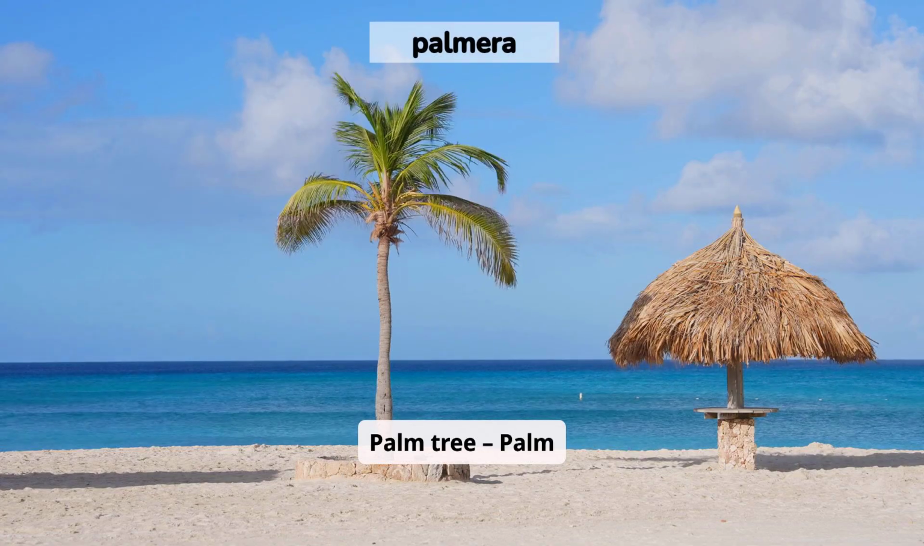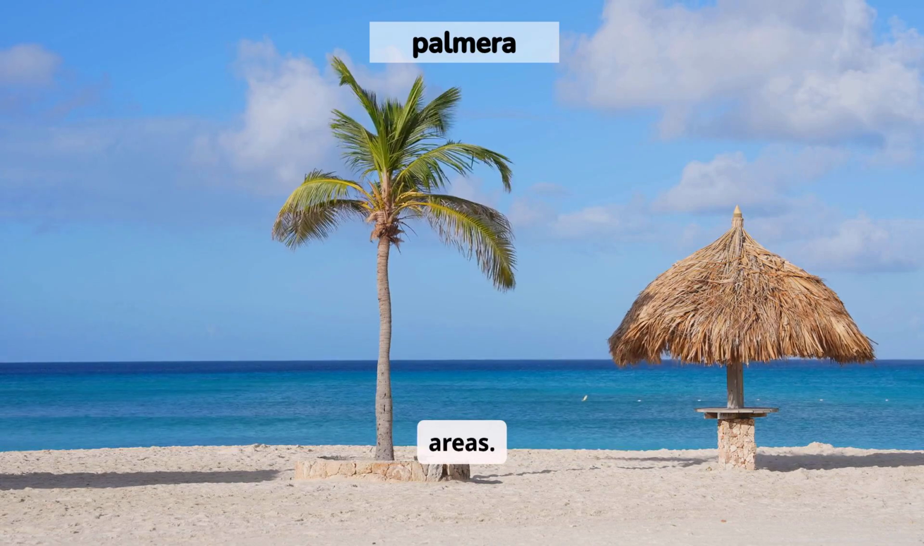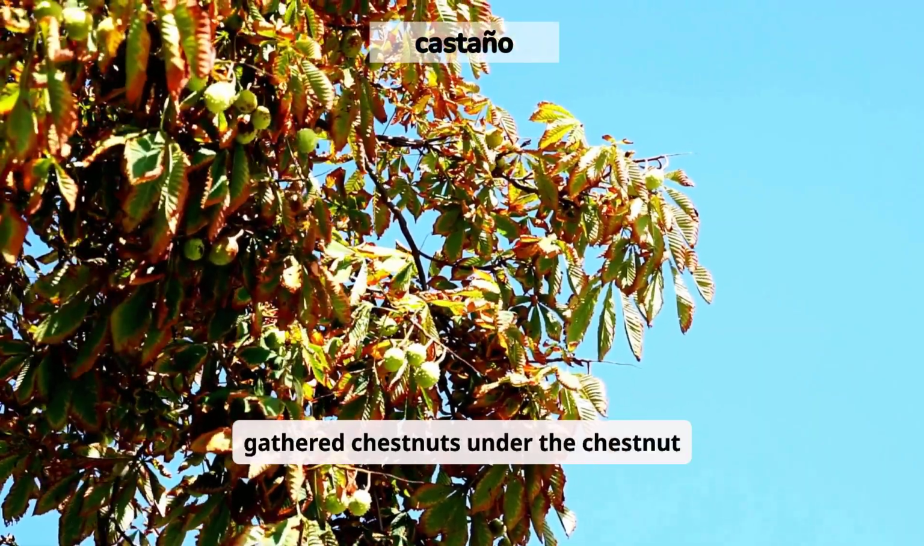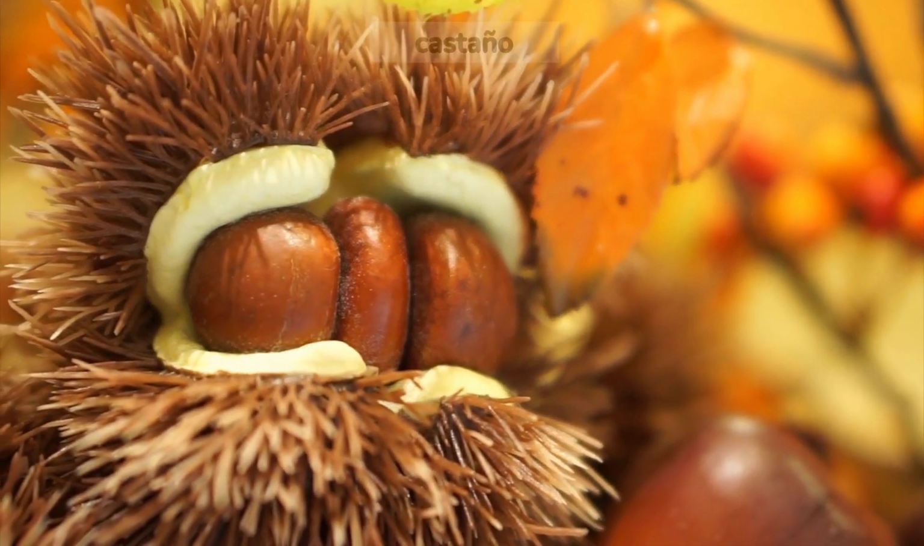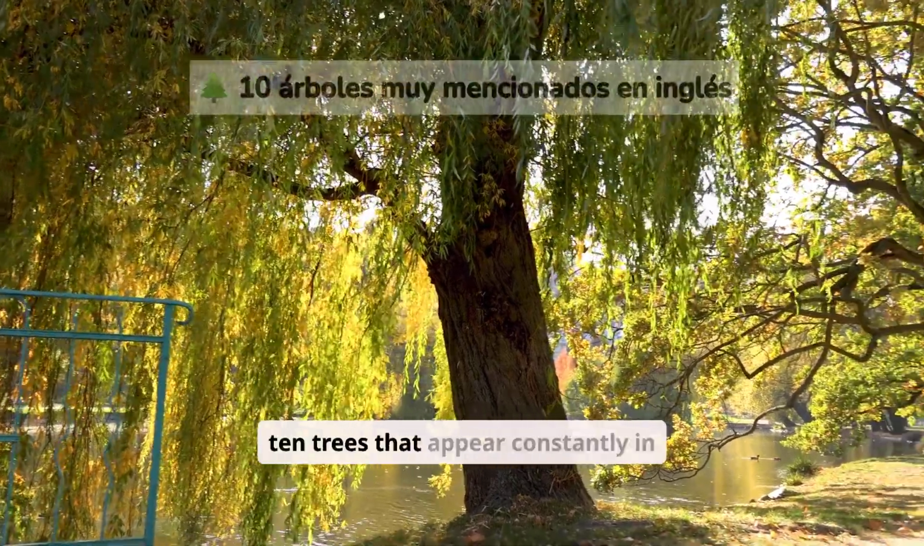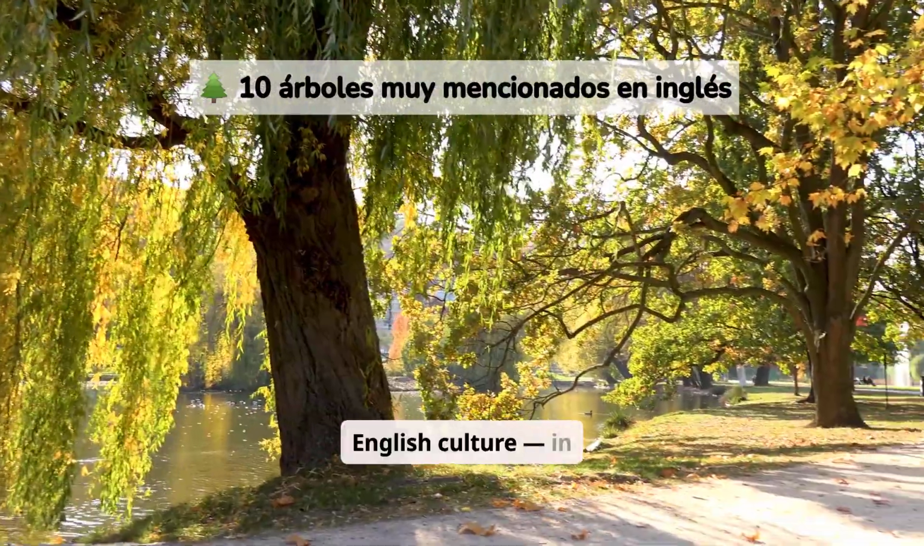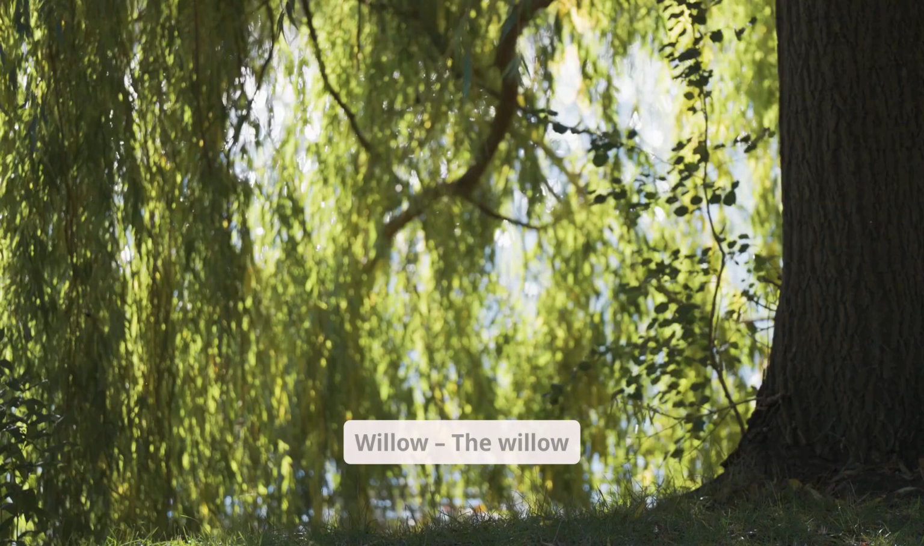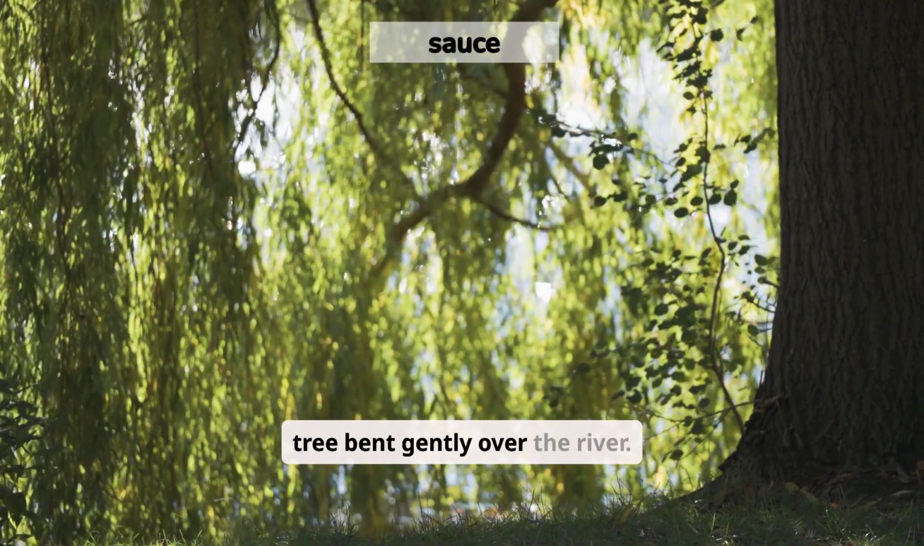Palm tree. Palm trees grow near beaches and warm areas. Chestnut tree. They gathered chestnuts under the chestnut tree. And finally, here are 10 trees that appear constantly in English culture, in stories, movies, nature phrases, and everyday conversation. Willow. The willow tree bent gently over the river.